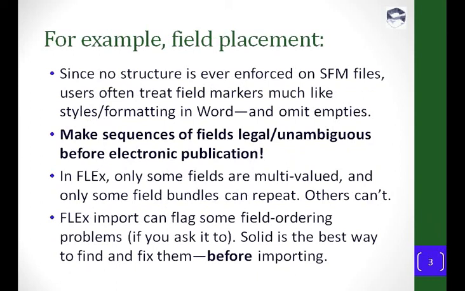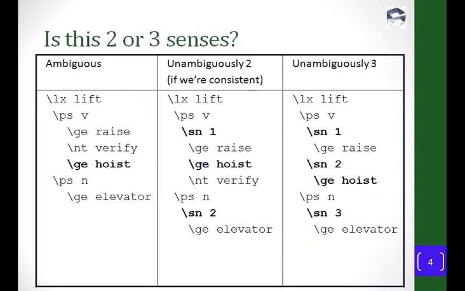The Flex importer can flag some field ordering issues, if you ask it to, but Solid is really the best way to do this kind of checking. It's usually too difficult to try to do cleanup and import all in one step, especially when there needs to be some back and forth work between the linguist and the migration specialist. Much of the work involved has to do with making ambiguous data unambiguous. Here we have two gloss fields in English that are next to each other, sort of, and it's not clear whether they are sense 1 of 2 senses, or whether they are senses 1 and 2 of 3 senses.